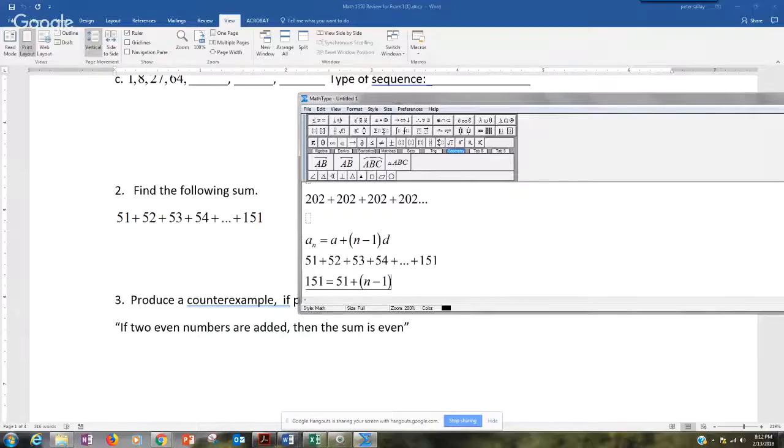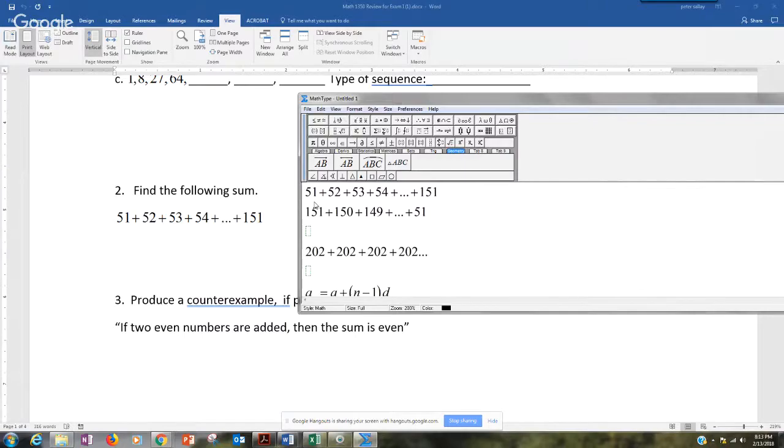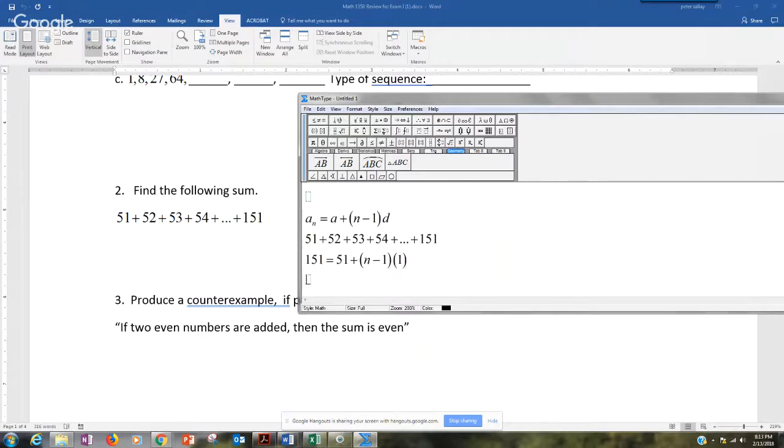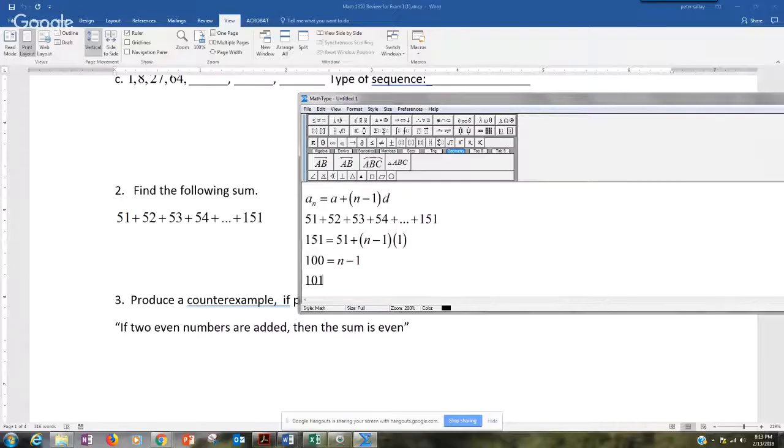And then as far as the common difference goes, that one I just look back at the original pattern, and if I went from 51 to 52 to 53, how far did I go each time? Well, you went by 1? By 1. Okay, so that common difference for this pattern is 1. And then I just solve for n in this case. So take off the 51. So that puts me at 100 equals. Then if I multiply that out, I get n minus 1. So bring the 1 over. 101 equals n. So that means in this particular pattern, there's 101 numbers.